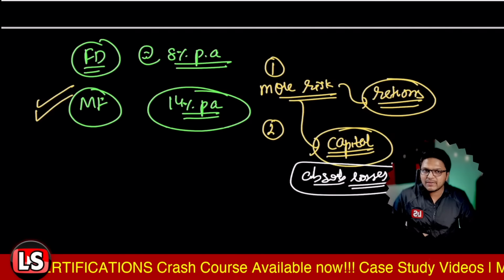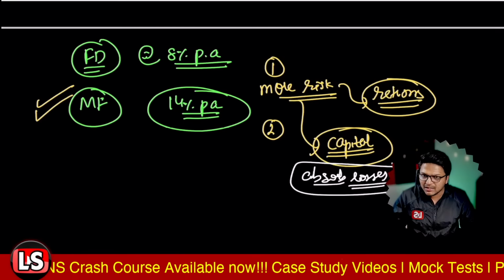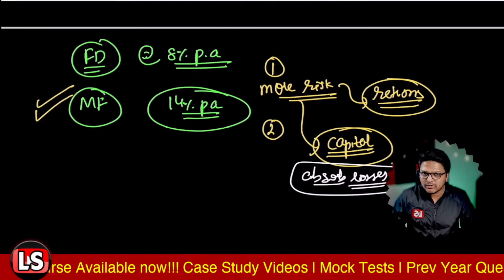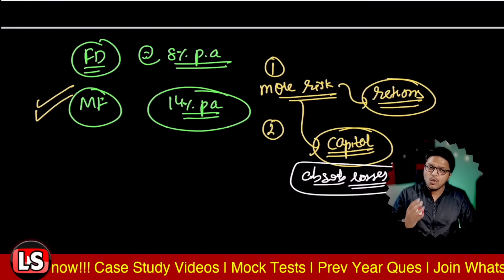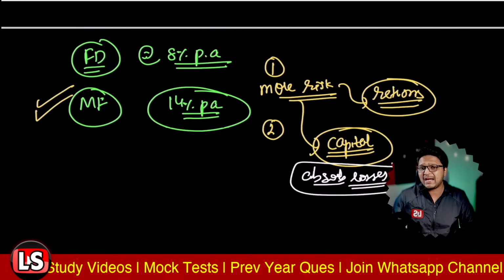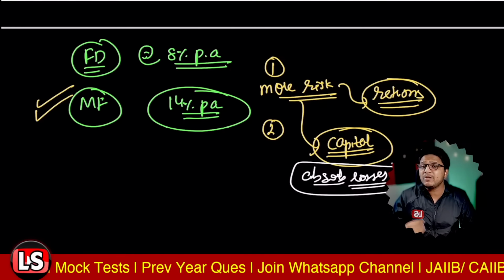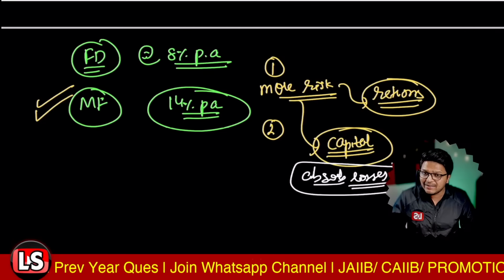So the more the risk, the more the return that you are expecting to get, and the more the risk, the more capital you must have with you so that you can absorb the losses from those particular risks.